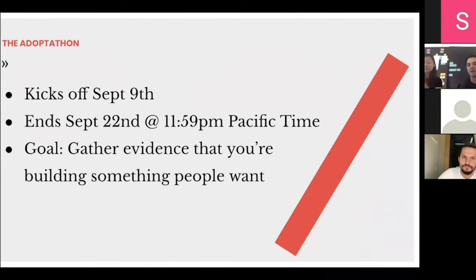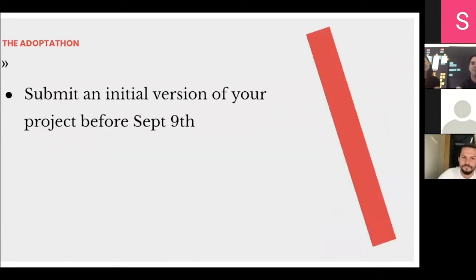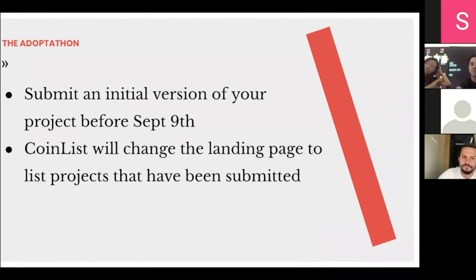We really want to encourage everyone to get feedback from users as early as possible and see where that takes you. So to actually get down to the nitty gritty, you need to submit an initial version of your project before September 9th. If you do that, what will happen is on September 9th, CoinList is going to change the landing page for the hackathon to list all the projects that have been submitted.